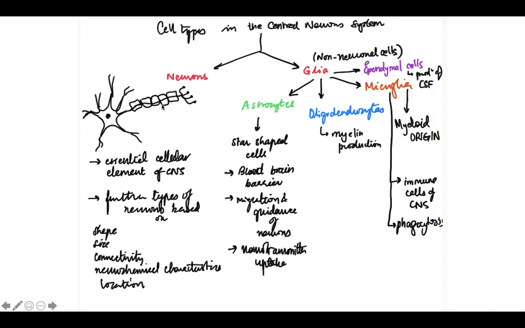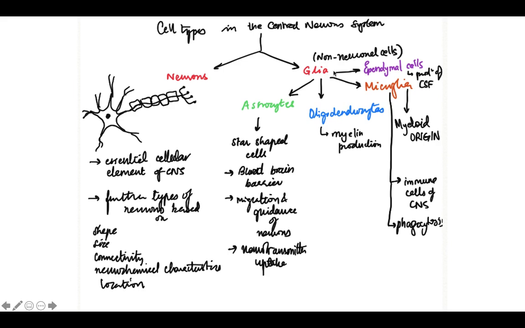However, there is a gap here. These parts where the myelin is not covering the axon are called nodes of Ranvier. And the neck here, which is basically the end of the cell body and the beginning of the axon, is known as the axon hillock. The neurons are also of different types, which is dependent on shape, size, connectivity, neurochemical characteristics, and location. Now, coming to the non-neuronal cells, which are called glia.